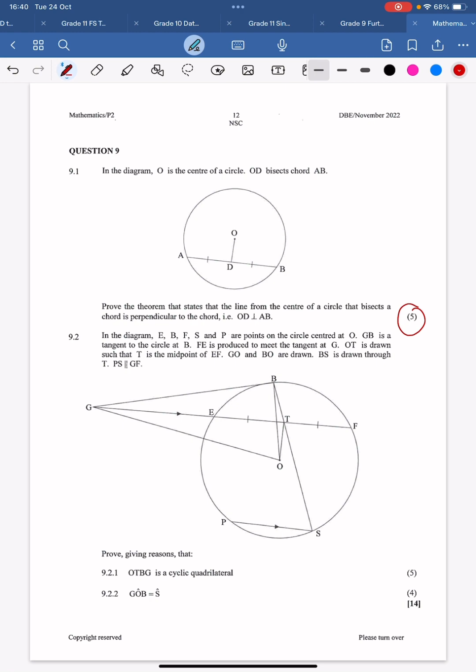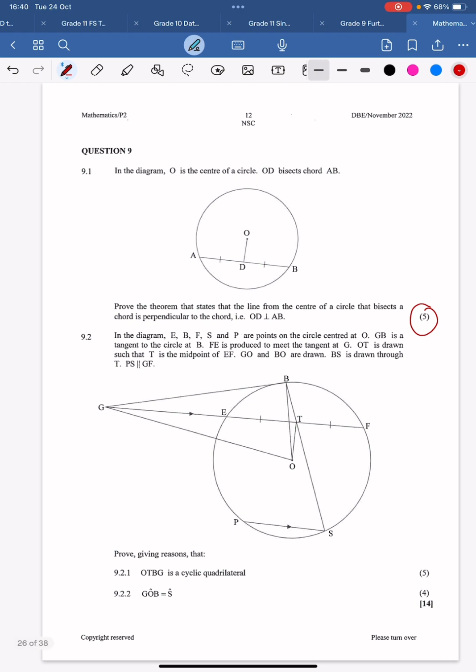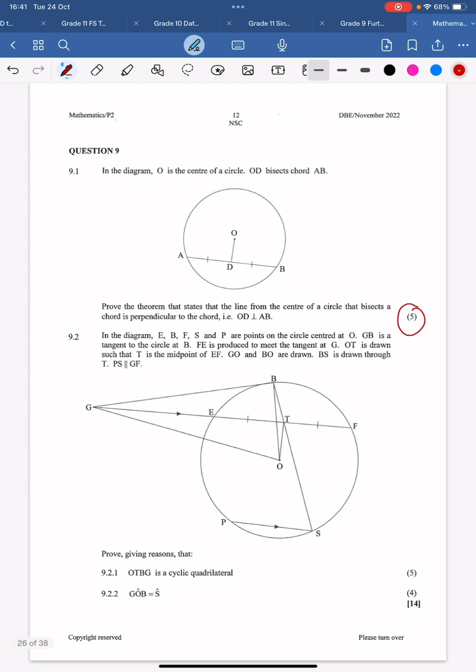All right, we are going to look at the next one, 9.2. Physics? No, I don't teach physics. I did physics at school, but I don't think I should be teaching something that I'm not qualified to teach.